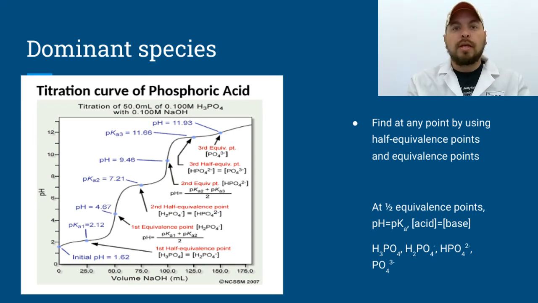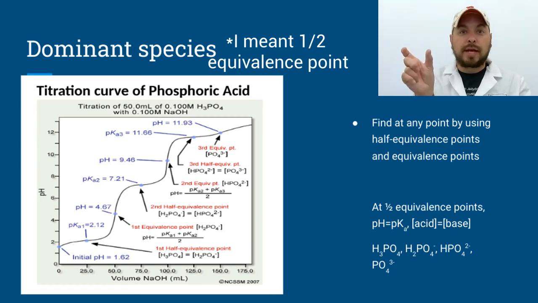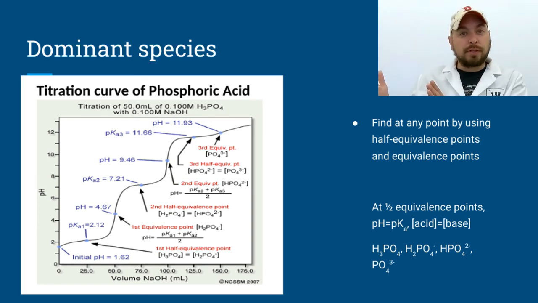When you look for the dominant species, you have to think about where you are on the curve. If we're at our first halfway to equivalence point, we have equal amounts of our first acid, H3PO4, and its conjugate base, H2PO4 minus. So before that point, we have more H3PO4. After that point, H2PO4 minus becomes dominant and remains dominant until that second halfway to equivalence point.